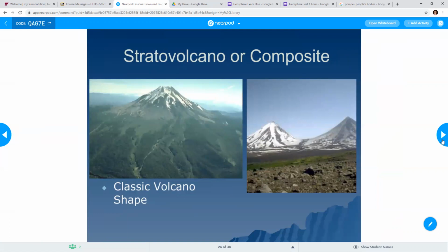And these are just pictures of them. So Mount St. Helens, Mount Hood, the volcanoes that are in the Cascade Mountain ranges in North America, those are your classic stratovolcanoes.